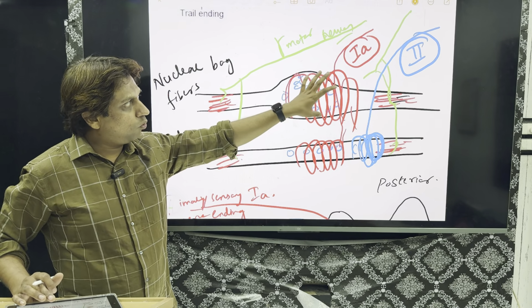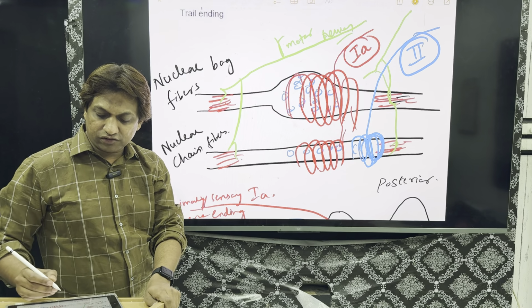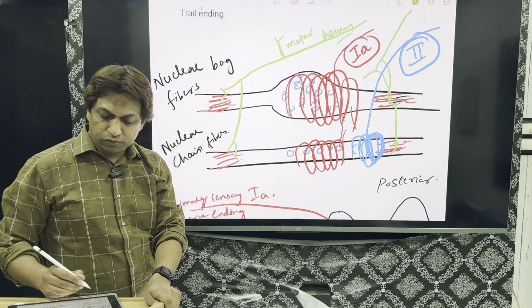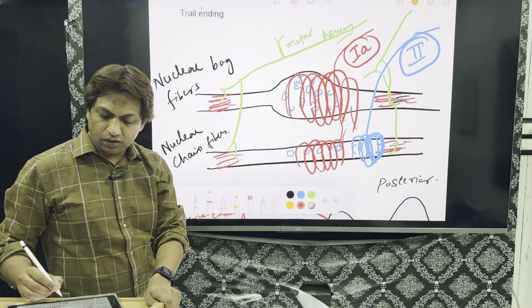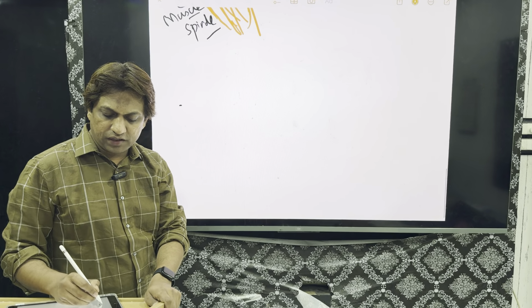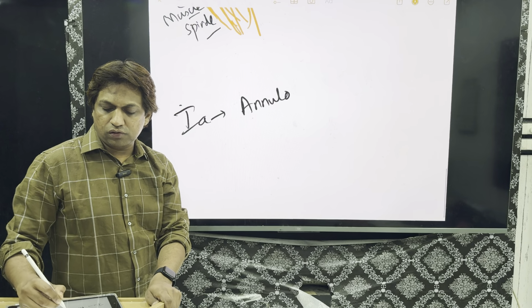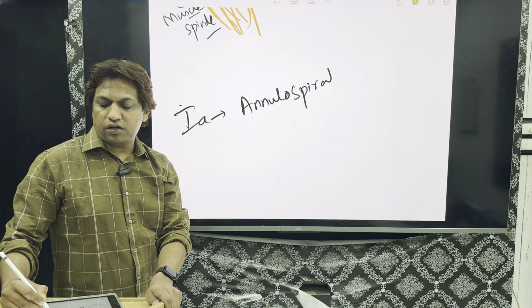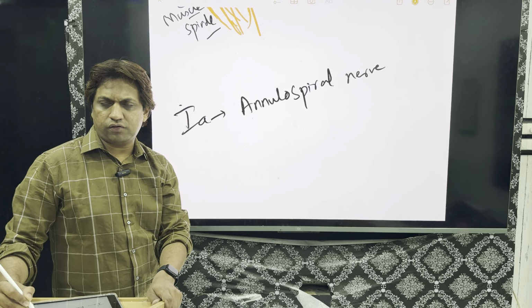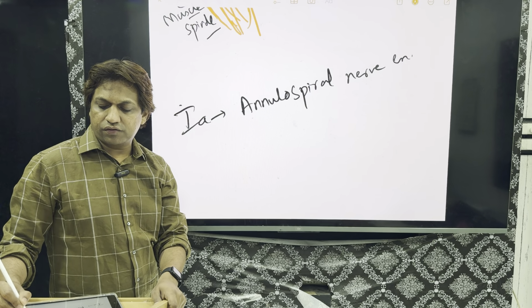One more thing, these type 1A fibers are also known as annulospiral endings. What is it known as? Annulospiral endings. Type 1A fibers, or the primary afferent fibers, are sometimes termed annulospiral nerve endings. Why is it called that? Because of its binding like that, spiral binding: annulospiral nerve endings.